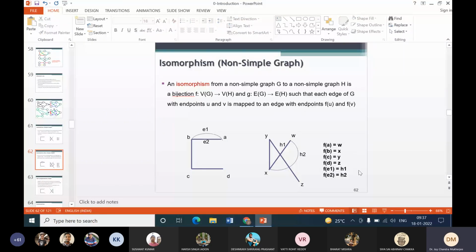सिंपल ग्राफ में आइसोमॉर्फिज्म में सिर्फ वर्टेक्स मैपिंग इज इंपॉर्टेंट टू शो. इन नॉन सिंपल ग्राफ वर्टेक्स मैपिंग as well as edge mapping, edge bijection should be shown.